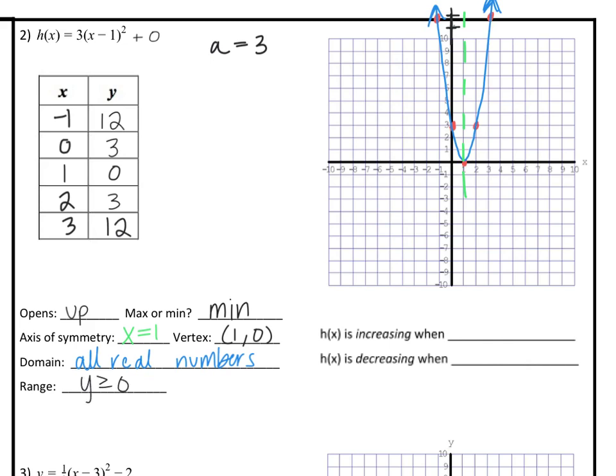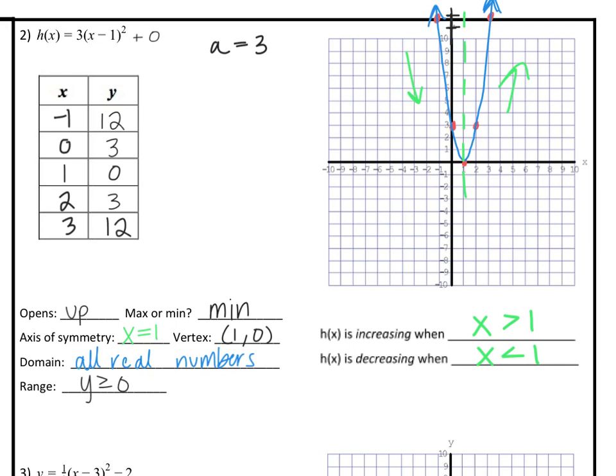Okay, last thing, increasing and decreasing. Think of it like a roller coaster. It's going down and then up. So it's increasing on the right side when x is greater than 1. It's decreasing on the left side when x is less than 1.